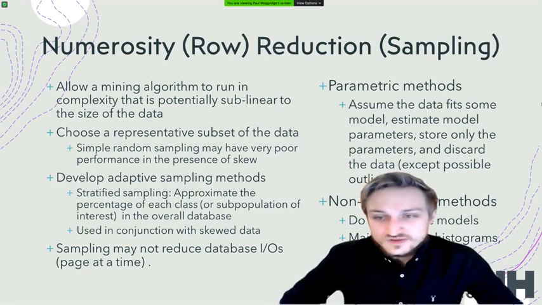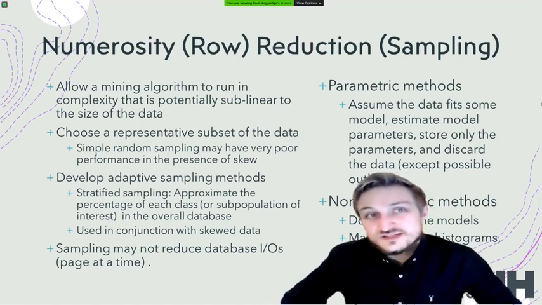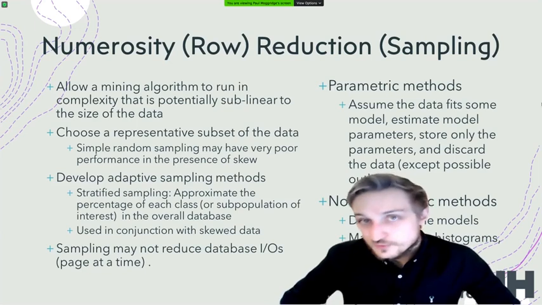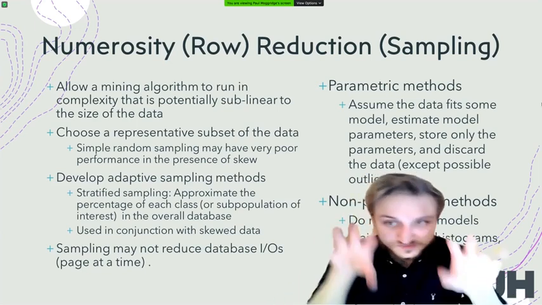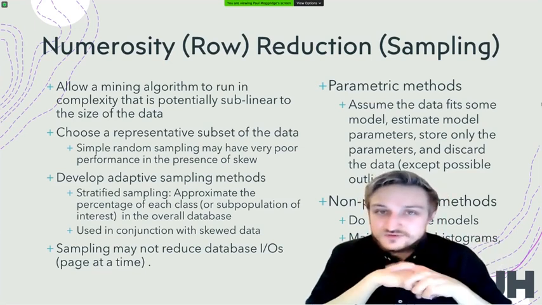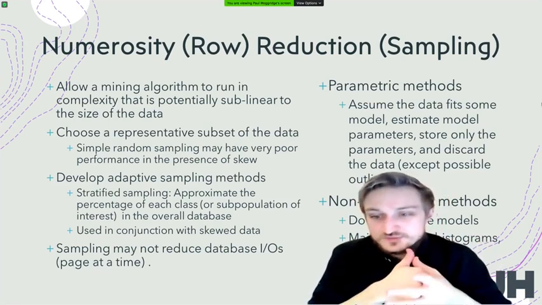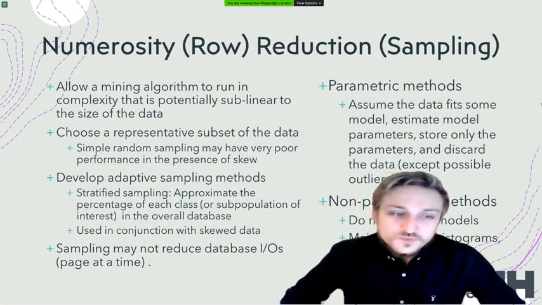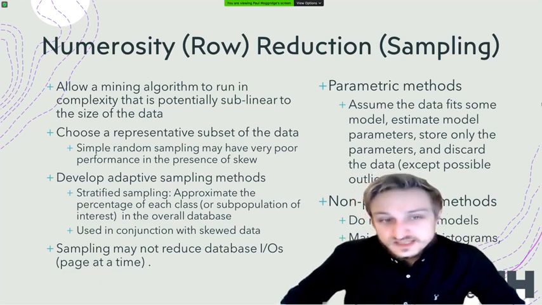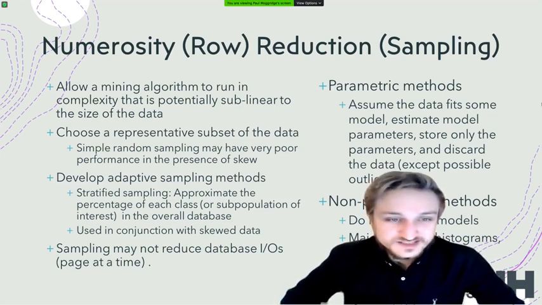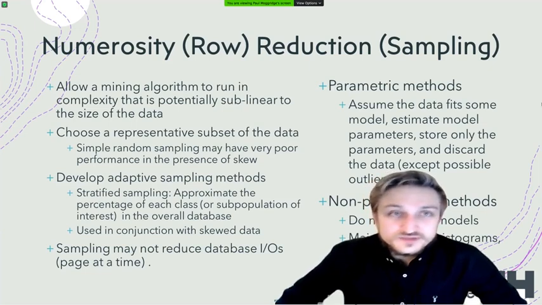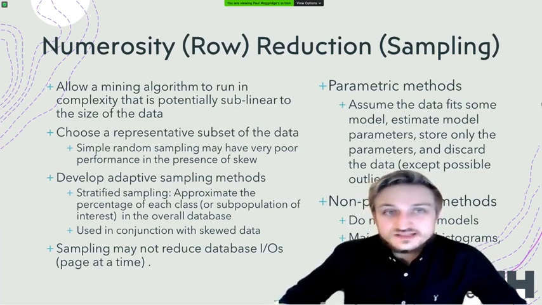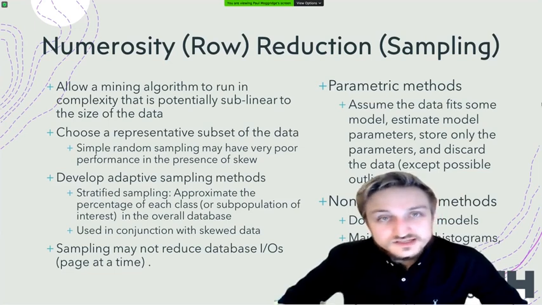With a parametric model, we might assume that the data is in spherical Gaussian distributions. We might assume that the blobs of data are roughly spherical. But in a non-parametric method, we wouldn't make any such assumption. Sampling is the most common technique for reducing the number of rows in a data set. We might just do a simple non-parametric approach to sampling, where we simply randomly sample the data set. In this case, we're not assuming that there's any model in the data set at all.